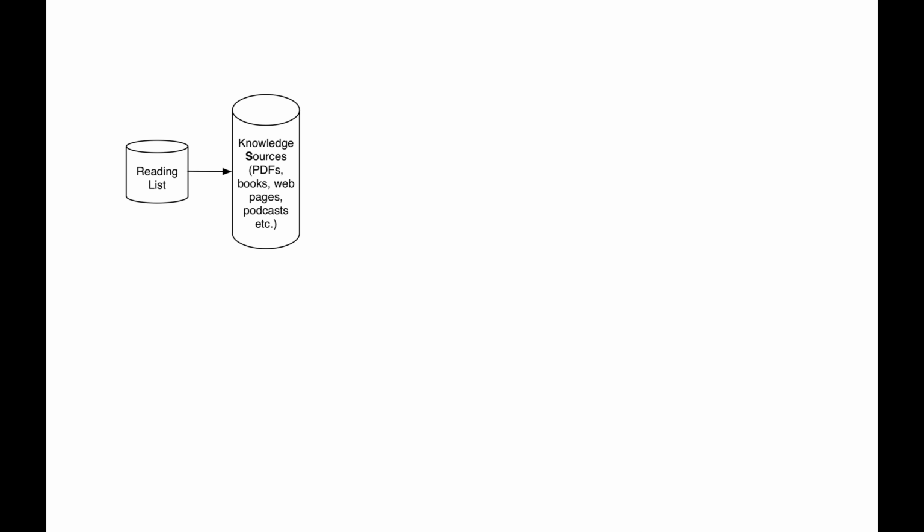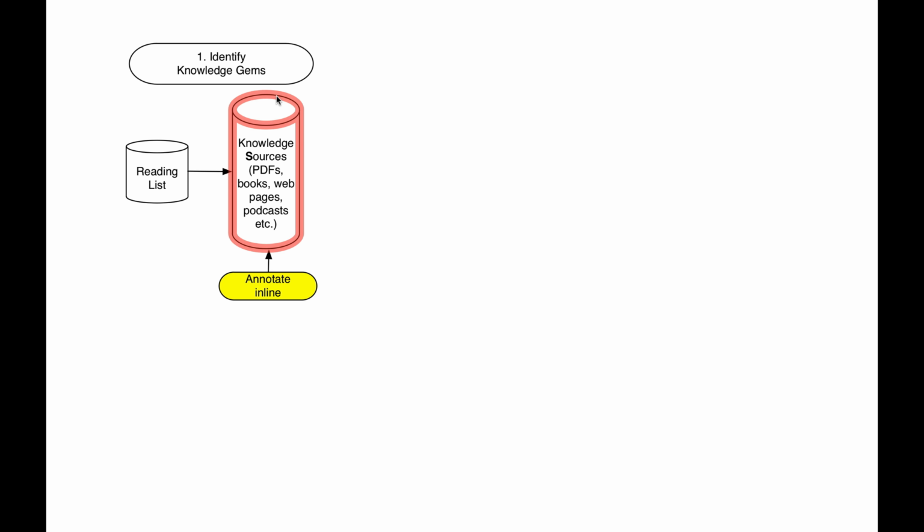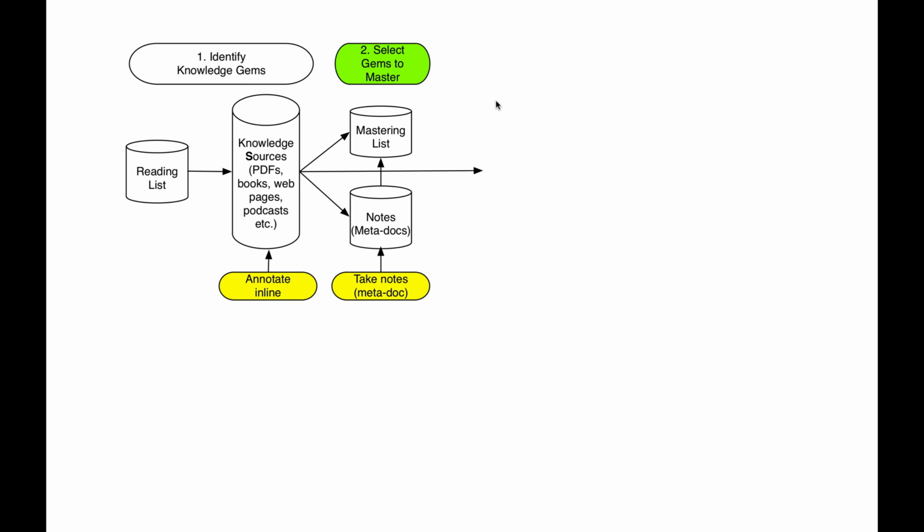Here's a simple overarching process for mastering knowledge gems. As you're reading a book or a PDF or you're listening to a podcast, you might find some very interesting information, a knowledge gem that you want to master. So you identify it as such. If you come across some information in the resource that's really potent or useful, something that you want to master, then you can make a note of that information as such using an inline annotation tool that we discussed.